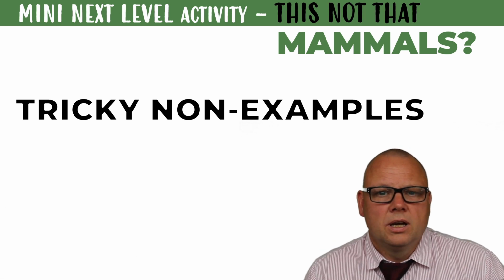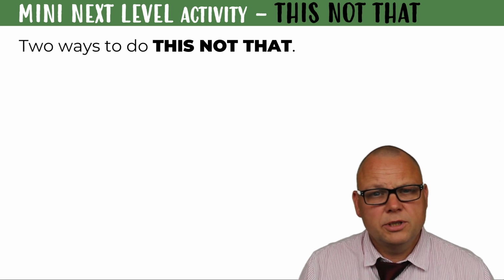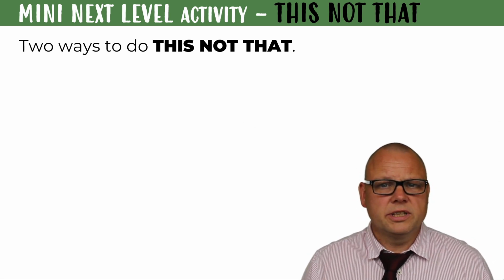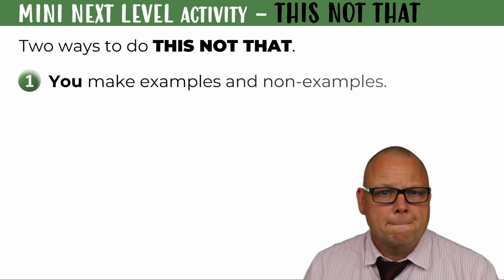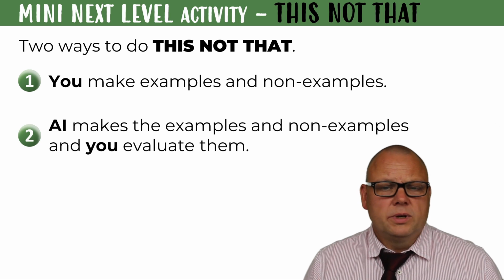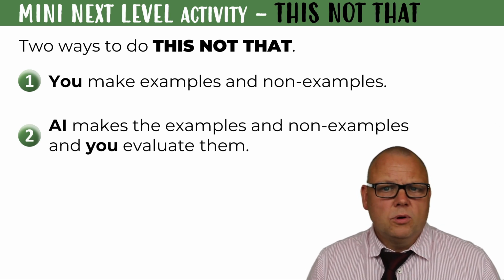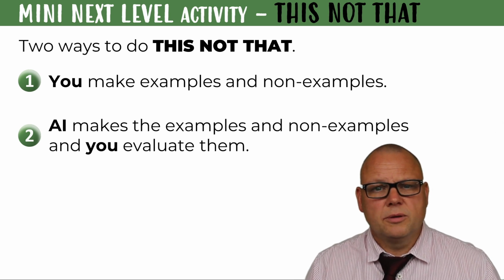So maybe you know which ones were. At the start, I said there's going to be 2 ways to do this activity. So that was an example of the first way. You generate your own examples and non-examples. But there is a second way. And now we have artificial intelligence to help us. We can ask artificial intelligence to generate those examples and non-examples for us.